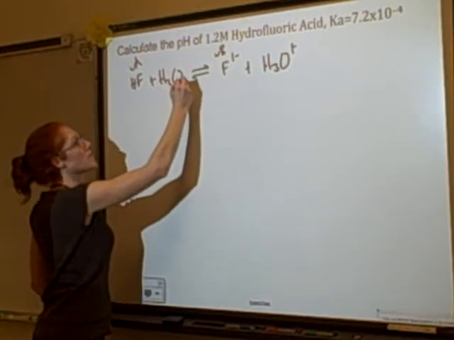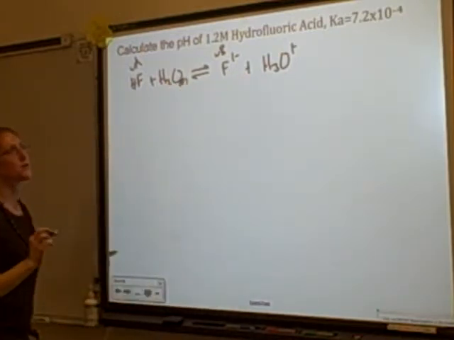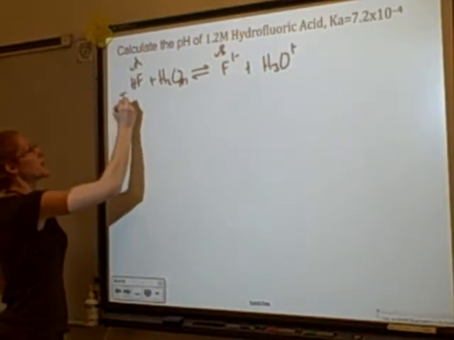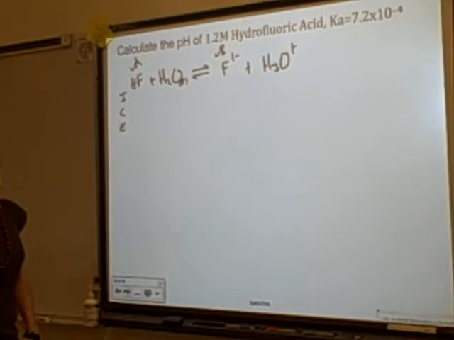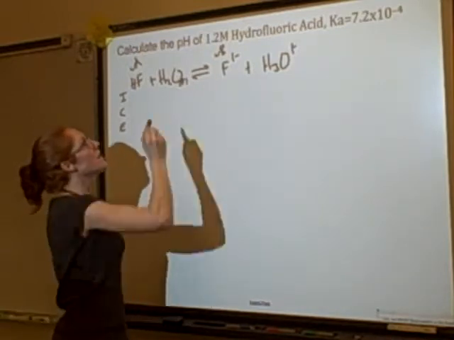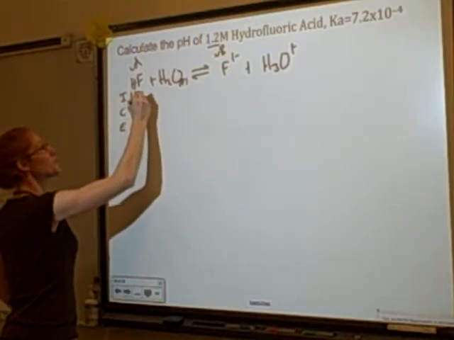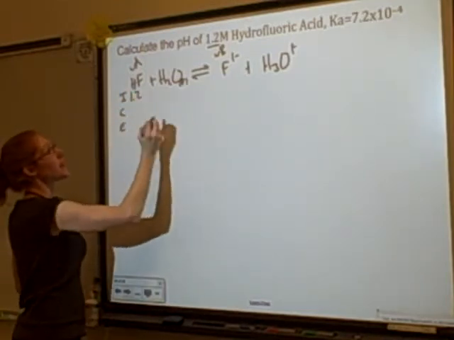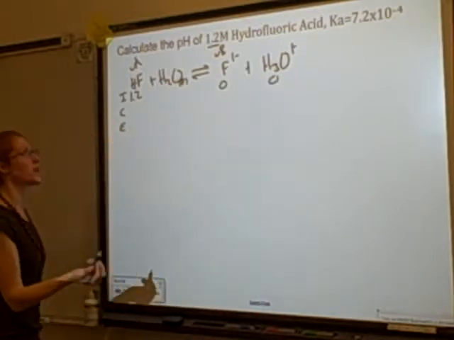Water is a liquid, so I'm going to leave it out, but all the other things are aqueous, so they'll be involved in my K expression. I'll look at my initial, my change, and my equilibrium. Initially, that's the concentration of the acid. It was 1.2, so I have this solution that was 1.2 molar. I'm assuming that I start off with none of the products because it's before it's dissociated.